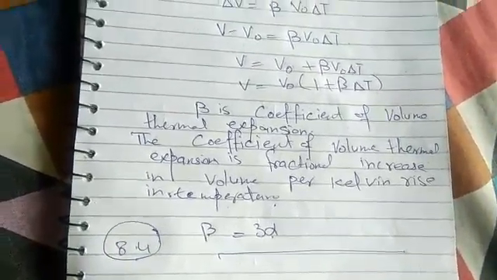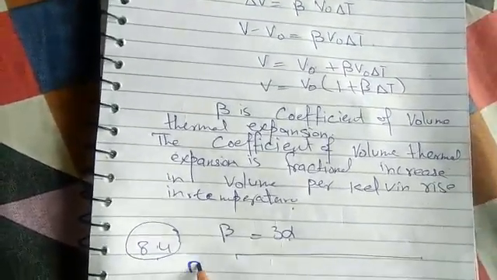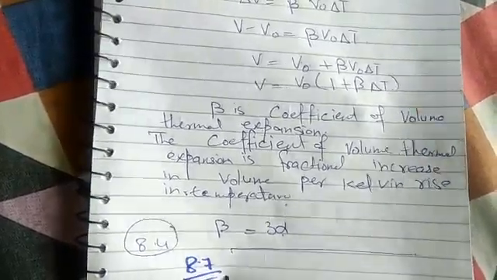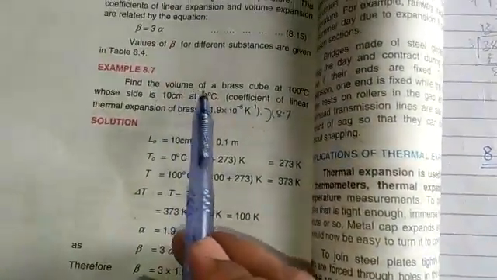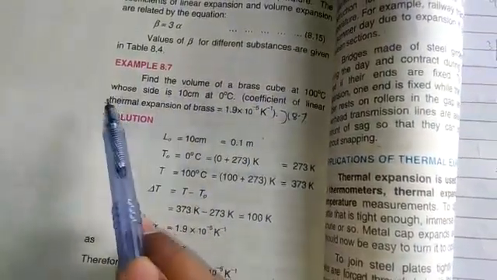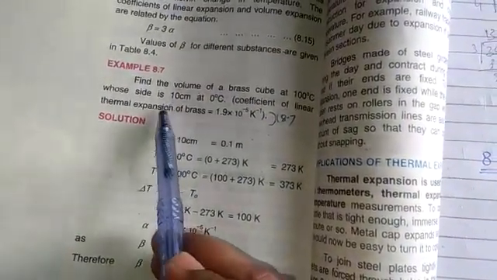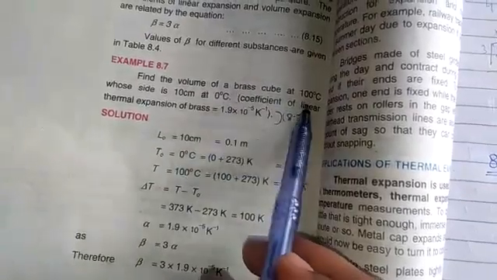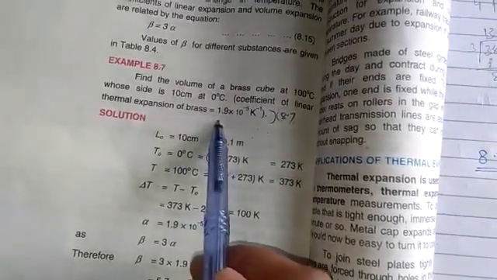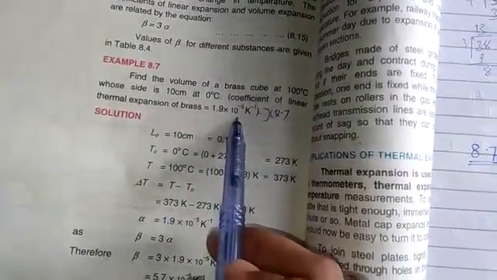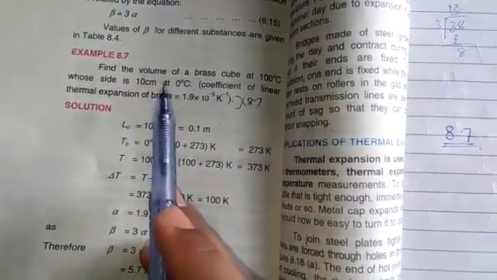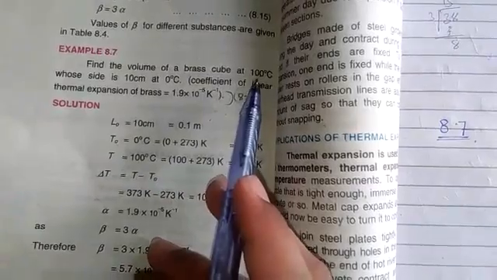Example number 8.7. Now students, the statement of the example is: find the volume of a brass cube at 100 degrees whose side is 10 centimeter at 0 degrees. The coefficient of linear thermal expansion of brass is 1.9 times 10 raised to power minus 5 per Kelvin. We have to find the volume of the brass at 100 degrees.